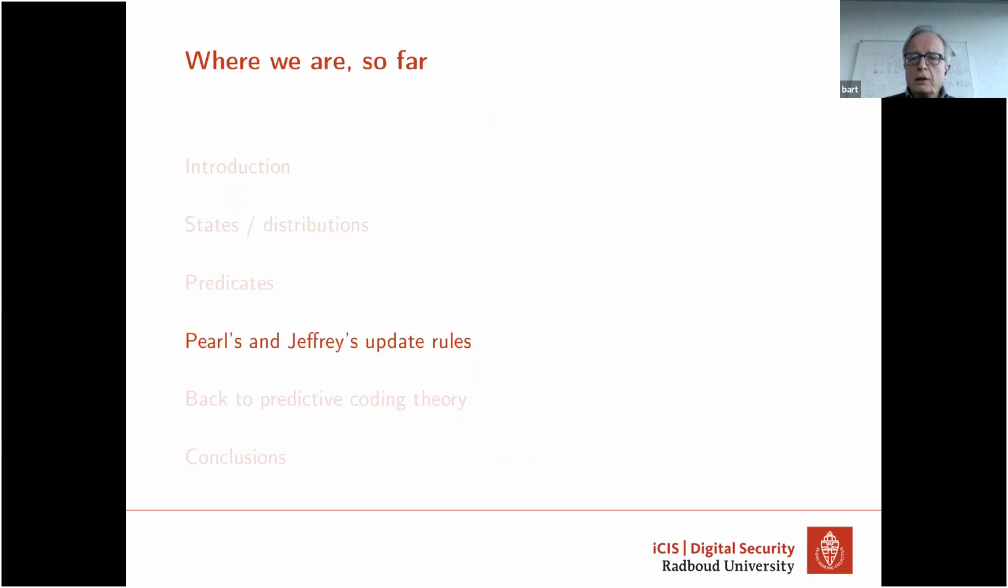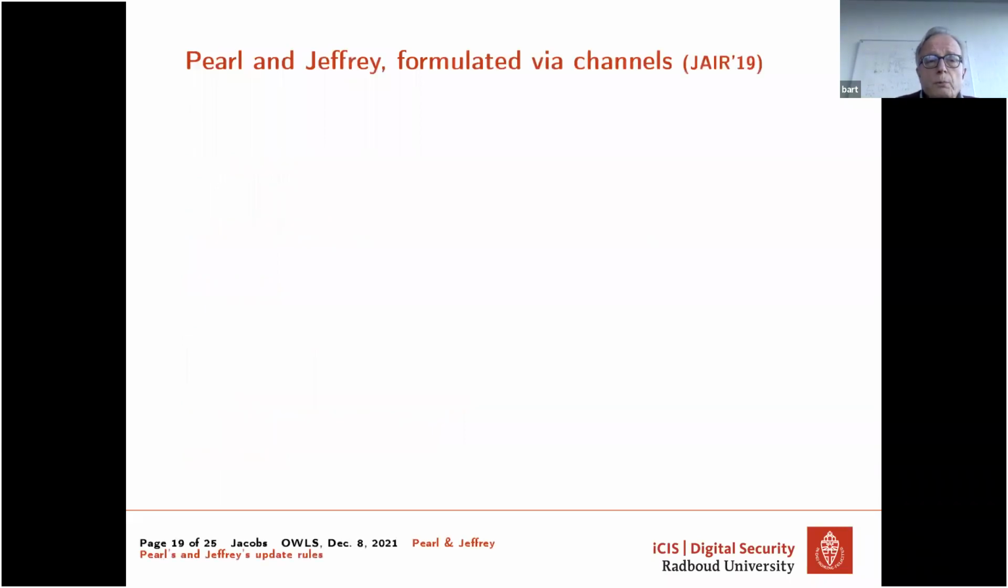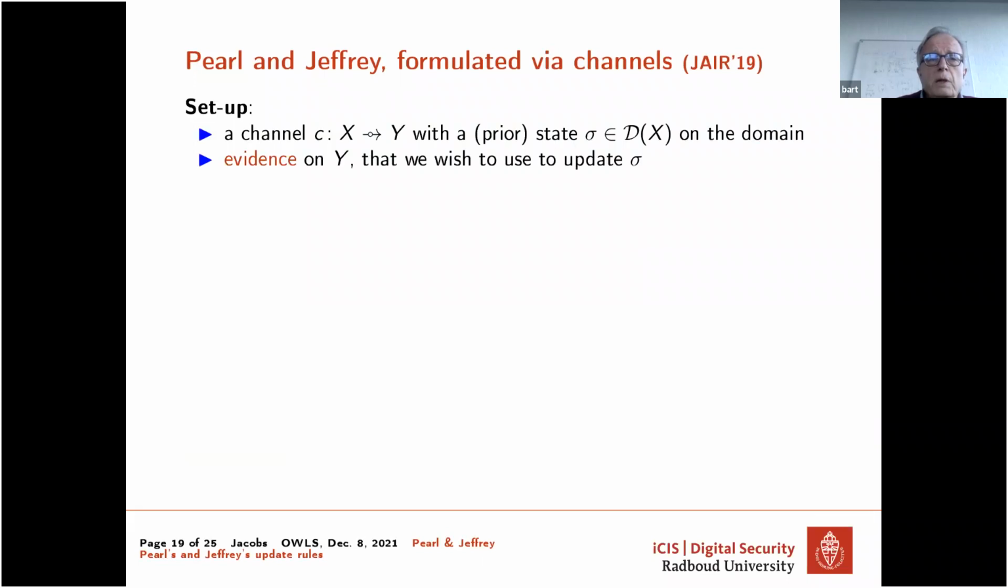Good. We're finally, with all this preparatory work, in a situation to formulate Pearl's and Jeffrey's updating rules. What is the setting? I have a channel from X to Y and a prior state sigma on X, on the domain. And I have evidence on Y that we wish to use to update the state sigma. Now think of this, if you want, as a cognitive picture. Sigma is what I have in my mind. The channel is how I use this to predict something in the world. So the push forward of sigma along the channel C gives a distribution on Y, my prediction of Y given my state. Now in this outside world Y, I find evidence, and this gives me a reason to update my internal state sigma in my mind.